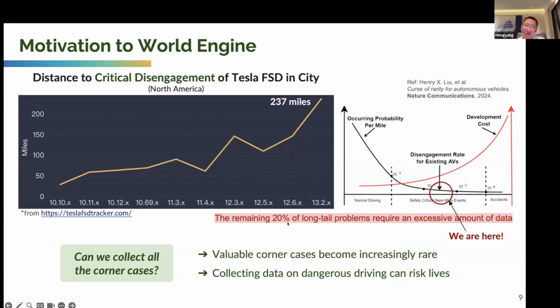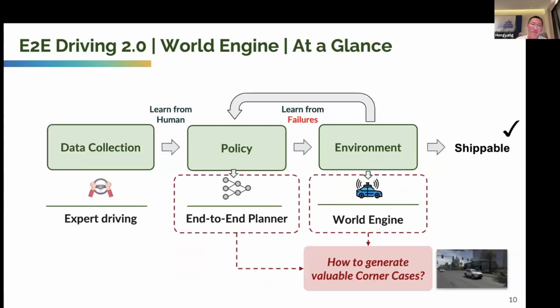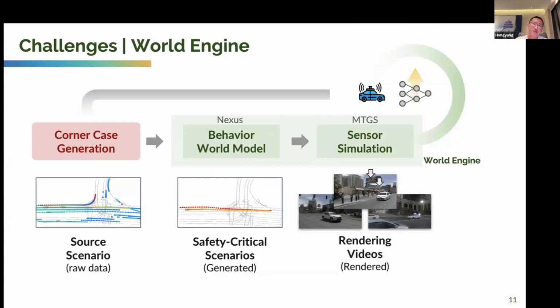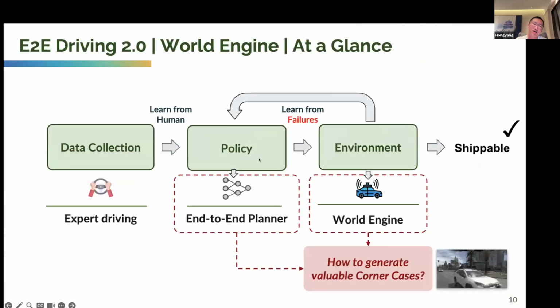So we argue the remaining 20% of long tail problems require an excessive amount of data. So the question is, can we collect all the corner cases? I mean, valuable corner cases become increasingly rare, and collecting data on dangerous driving can risk lives, right? So here we have this very conceptual pipeline called the World Engine. This is a very high level concept figure here.